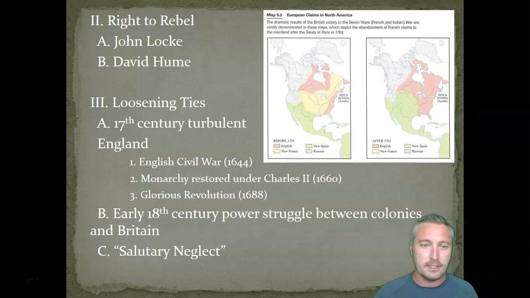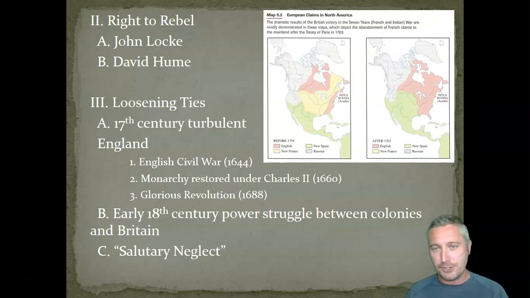Let's talk about the so-called loosening ties. So how did we get to the point where, in the mid-1700s, we are just sweet little obedient colonists, and then all of a sudden we're having a bloody war and completely separating within the period of about 20 years? All right. How did we go from such extremes?